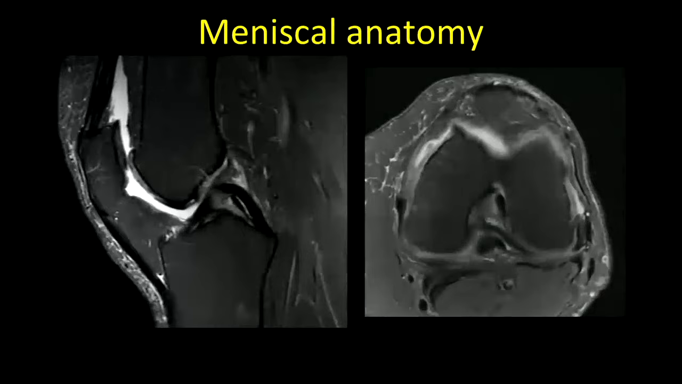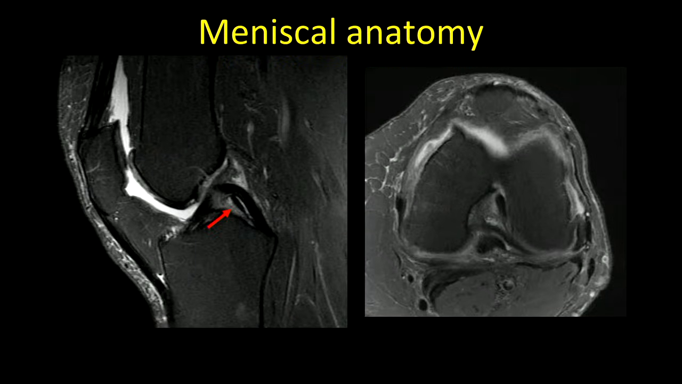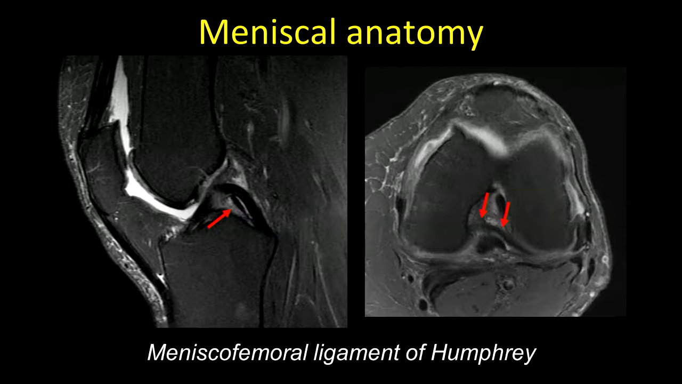Here we have a low signal intensity structure anterior to the PCL, quite tempting to wonder if that could be a small meniscal flap. But when we look on the axial image, you can see that this ligamentous structure comes from the posterior horn of the lateral meniscus, passes anterior to the posterior cruciate ligament, and inserts into the medial intercondylar notch, characteristic of the meniscofemoral ligaments of Humphrey.